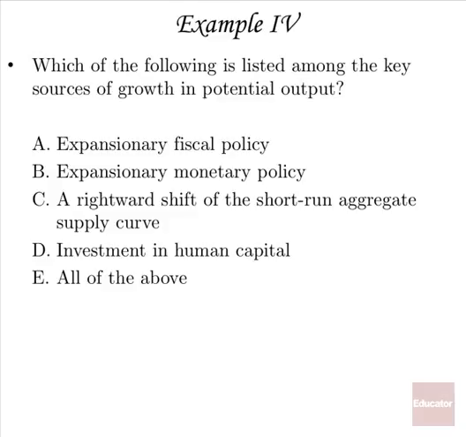Let's go over the final example. Which of the following is listed among the key sources of growth in potential output? So what's really going to help an economy in the long run? Let's see if any of these examples resonate. Expansionary fiscal policy. Is that going to help the long-run economy? The answer is no. It's not really going to change an economy for the better in the long run. It's more of a short-term solution.